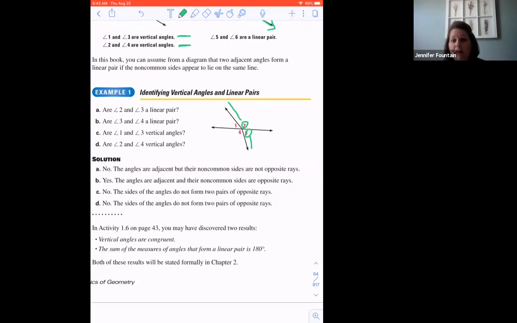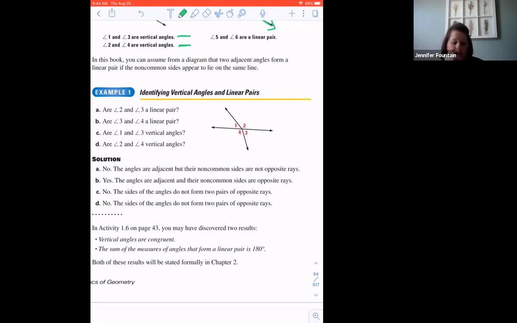Okay, so they're adjacent because they're side by side, but the non-common sides are not opposite rays because it's not forming a straight line. So they are not a linear pair. Does that make sense? Everybody good with that? They are adjacent, they are side by side, but because their non-common sides are not opposite rays, then they cannot be.